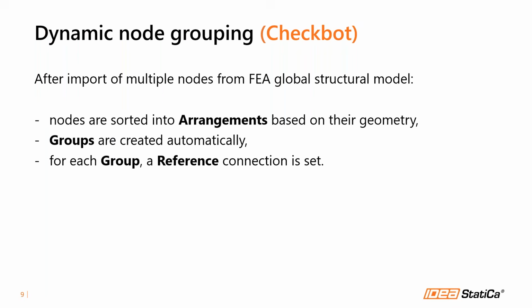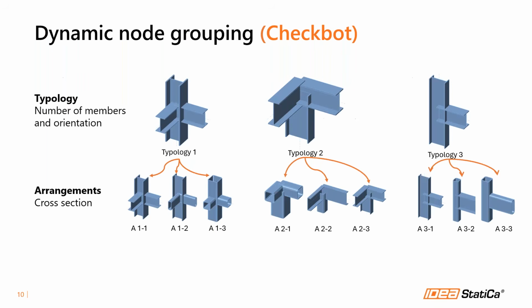So before we jump to Checkbot, let's have a look at the definitions of typology and arrangements in Checkbot applications. Typology takes into account the number of members and orientation. So you can see here different typologies, 1, 2, and 3. The difference, for example, between 1 and 2 is that here we have a continuous member, and here there is an ended member. That's why we have 2 different typologies here.